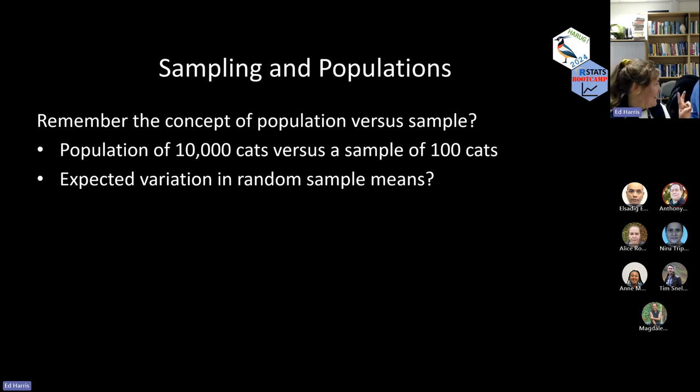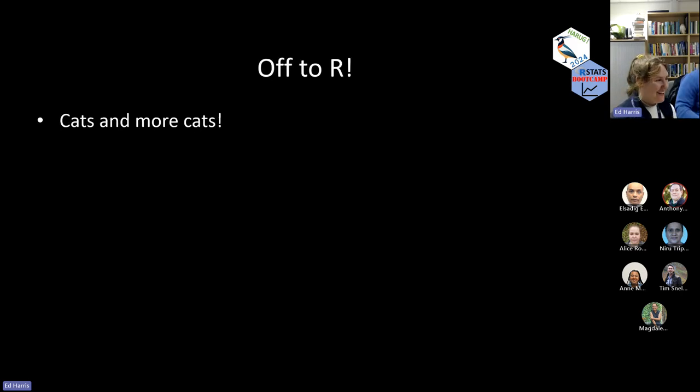Oh, but don't say normal. There were air quotes. But as Ed mentioned, he prefers to refer to them as Gaussian distributions, which we will go into a little bit more later. But for now, I'm going to hand back over to Ed so he can do some fun R stuff about some cats, I think. Cats and more cats.